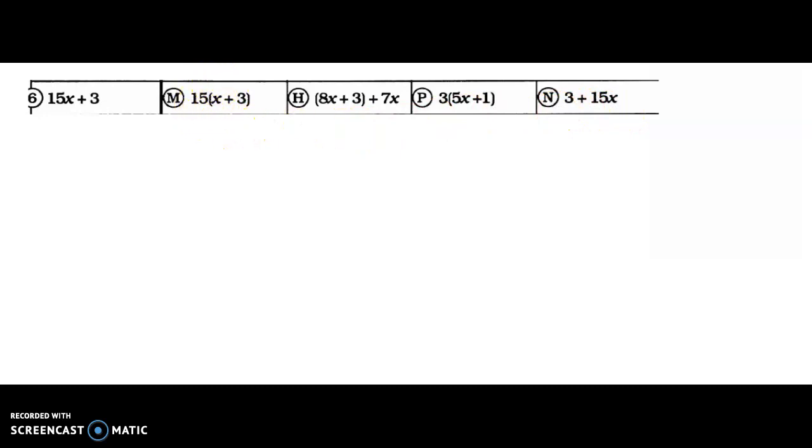So let's multiply this across. What I'm going to do is use my distributive method that we recently learned. So I'm going to take this and multiply the x. So 15 times x equals 15x, right? I'm going to bring my plus sign down. And then I'm going to do the other side. 15 times 3, which equals 45. So that's as simplified as this one gets. Is that the same as this?